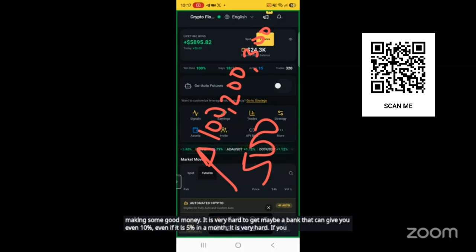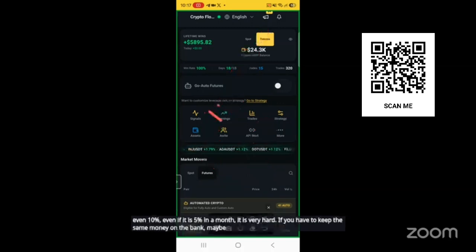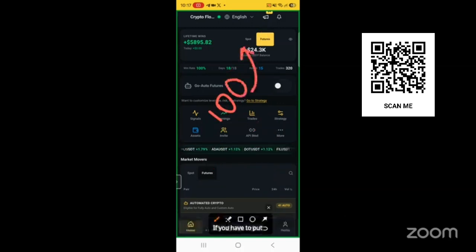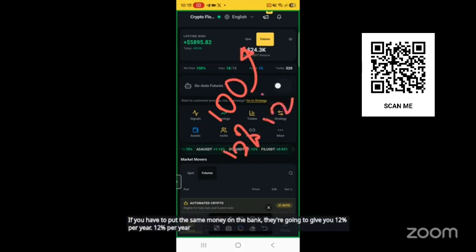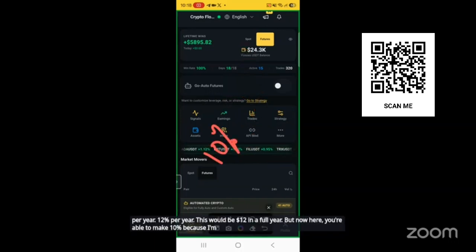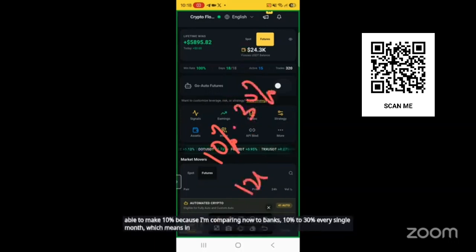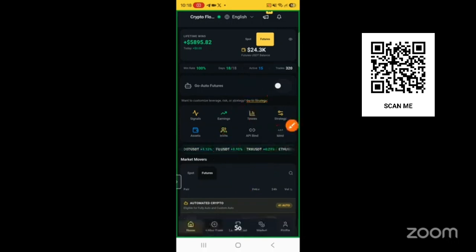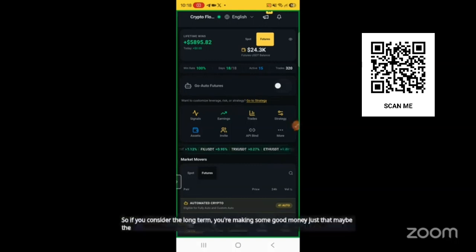If you had to keep the same money in the bank, maybe your $100, they're going to give you 12% per year. 12% per year, this will be $12 in a full year. But here you're able to make, comparing now to banks, 10% to 30% every single month, which means in a year, it's around 120 to around 360% in profit. So if you consider the long term, you're making some good money, just that maybe the expectations do not match the reality.